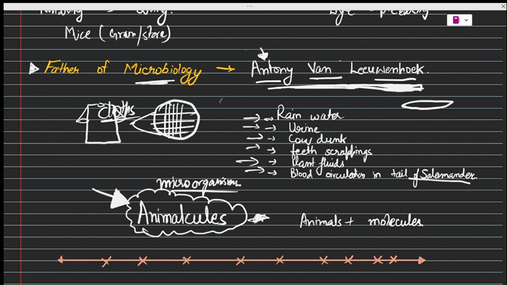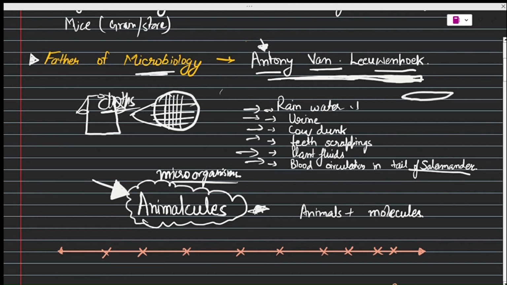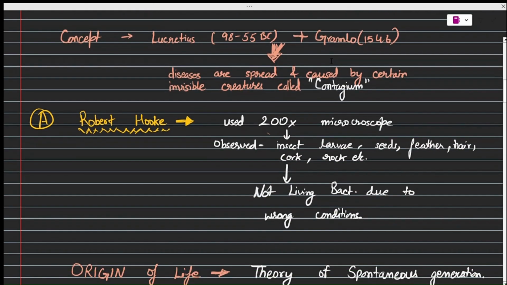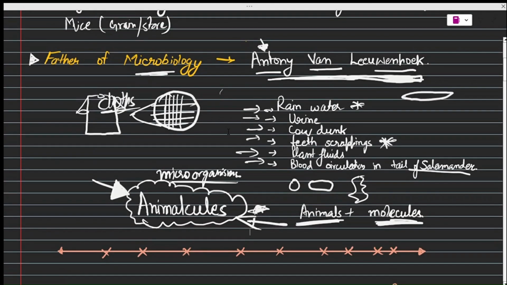While doing this, he once mixed raindrop and his own teeth scraping, and in that he was able to see some shapes. I'm just drawing it roughly right now, but he could also see a little movement of those shapes. Thus he came to the conclusion that these are small animals of the size of molecules, naming them animalcules. He was the one who named animalcules, in the concept of microorganisms.